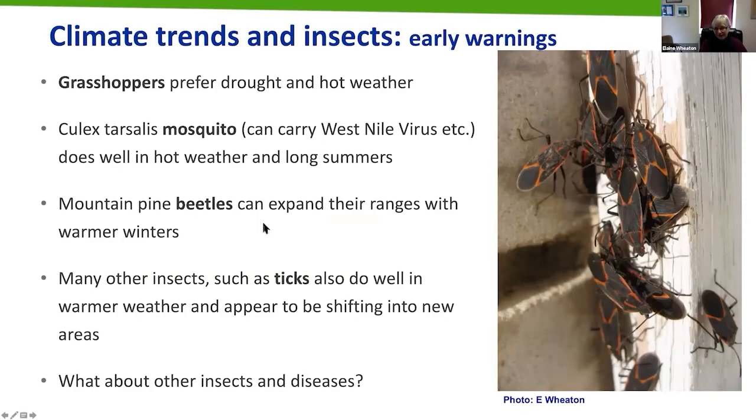Turning more to insects, we know that grasshoppers really like the drought and hot weather. And we've seen really strong examples of that this last year. Also, not only grasshoppers, but gophers really like this hot weather. Okay, so we have insects like the Culex tarsalis mosquito that can carry viruses and do a lot of damage. We have the mountain pine beetles, of course, and many other insects such as ticks that are moving into new areas and giving us new problems. And I leave you with the questions about other insects and diseases.